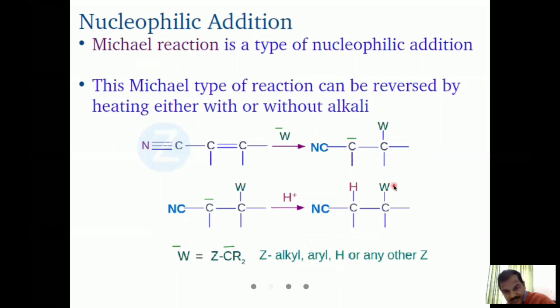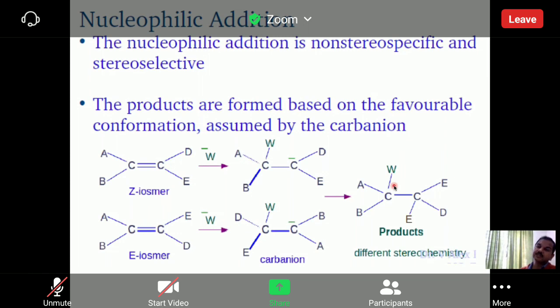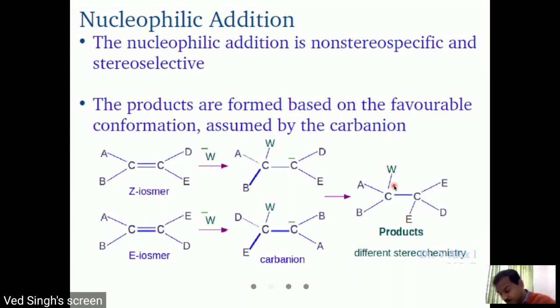Here the nucleophiles may be any of these, where Z can be alkyl, aryl, hydrogen, or any other. The nucleophilic addition is non-stereospecific and stereoselective. What is stereoselective? What is stereospecific? I think you know. If you have any confusion, you can ask. The products are formed based on the favorable conformation assumed by the carbanion in this nucleophilic addition reaction. This is the Z isomer, this is the E isomer.